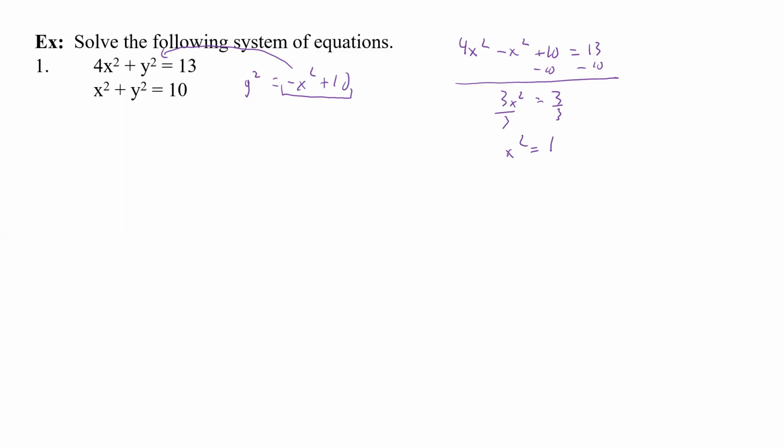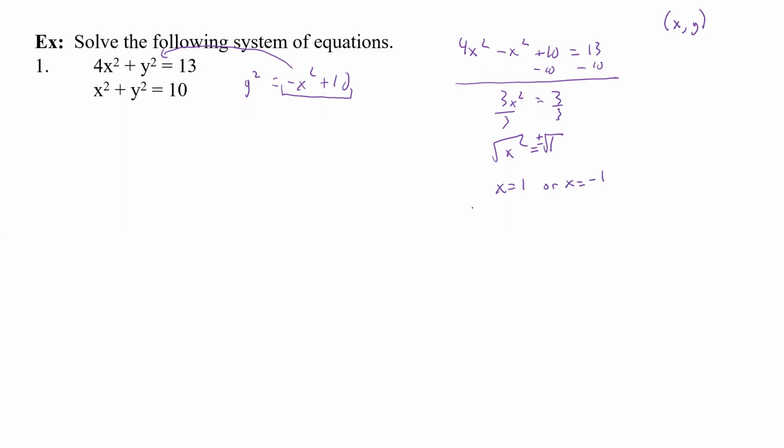Okay. Well, I need x because I need the xy ordered pair. That's what I'm looking for. And so that means I have to take the square root of this side. And when I take a square root of a number, I have to take plus or minus that square root. And so x is going to be equal to 1, or x is equal to a negative 1.